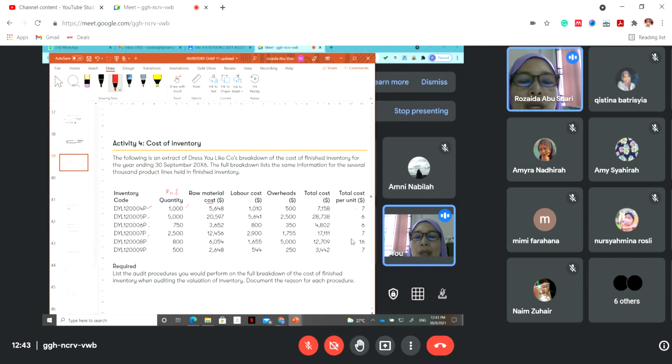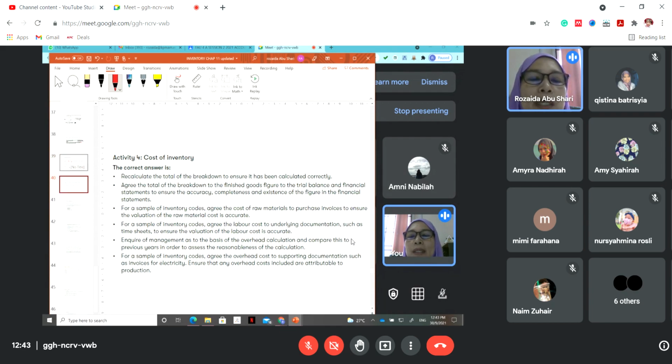So you have recorded what you have identified from your raw material requisition and invoice, so you will get all of this. And this is the audit procedure you would perform on the full breakdown of the cost of finished inventory when auditing the valuation of inventory. Document the reason for each procedure. Okay, document the reason. So just look at what the answer is.